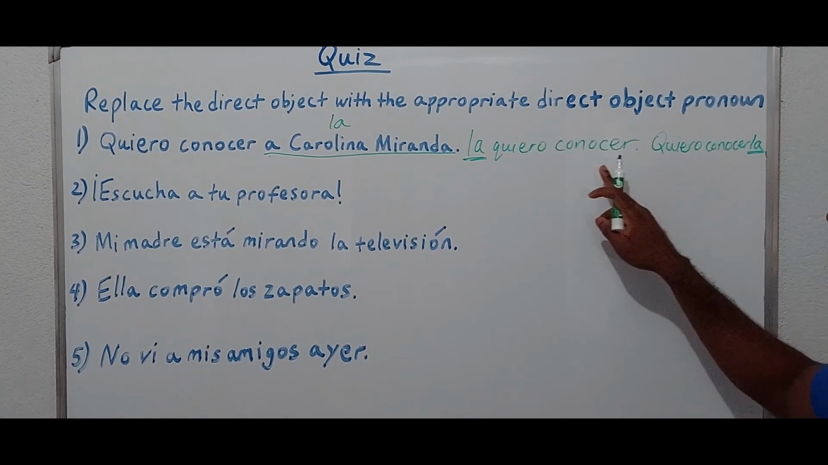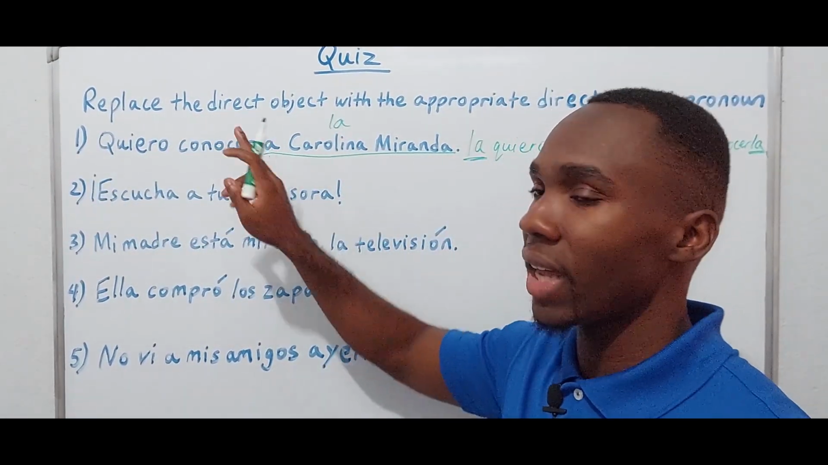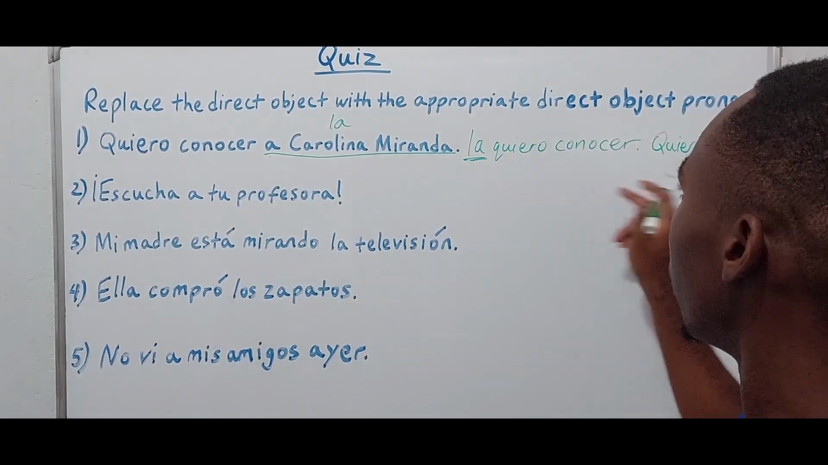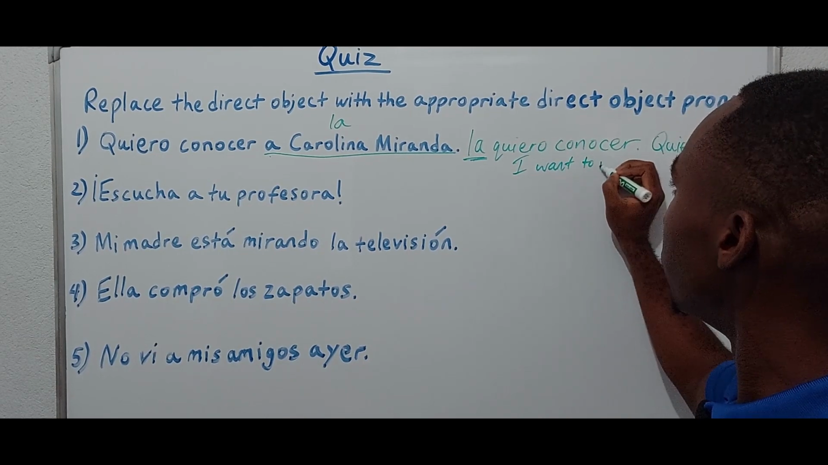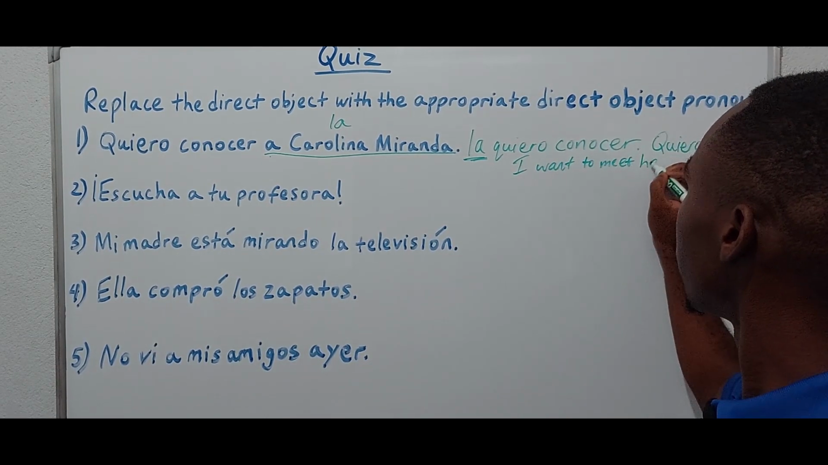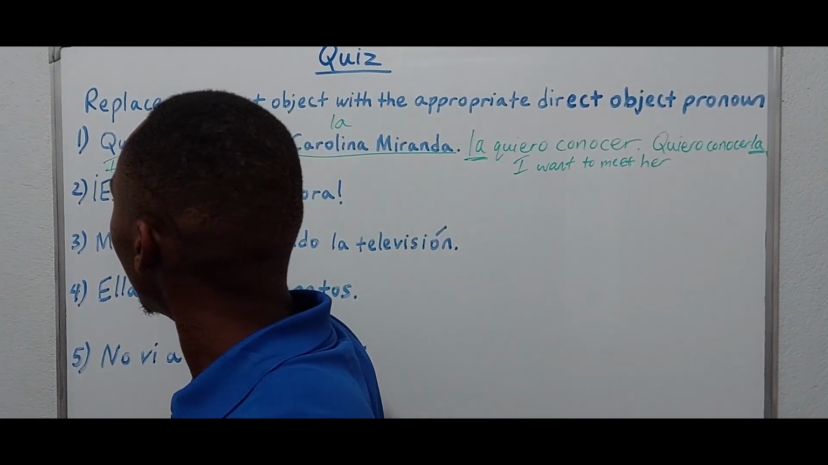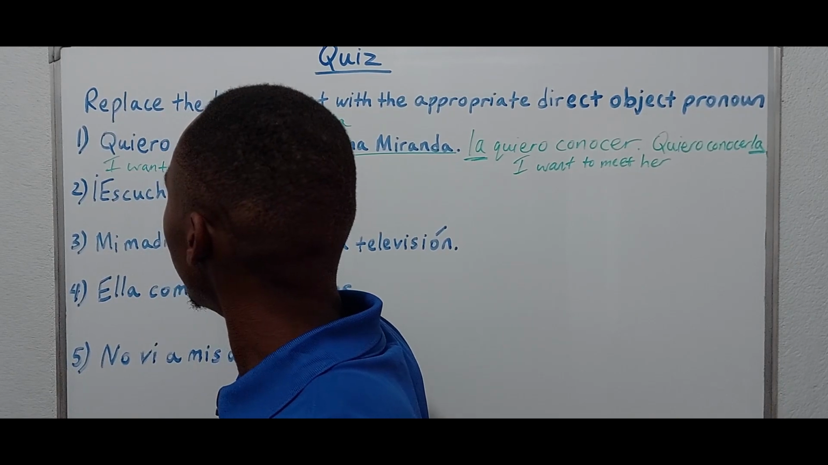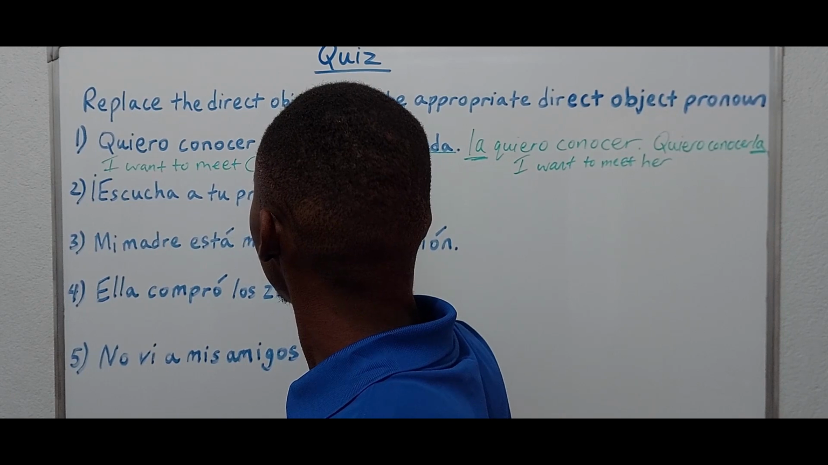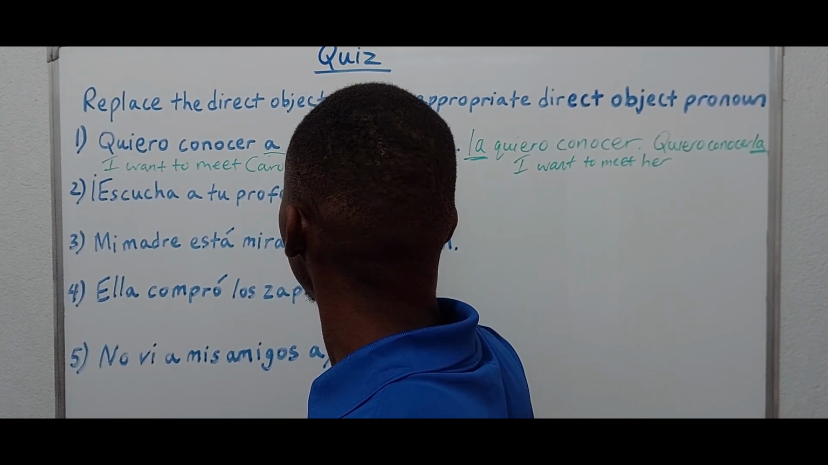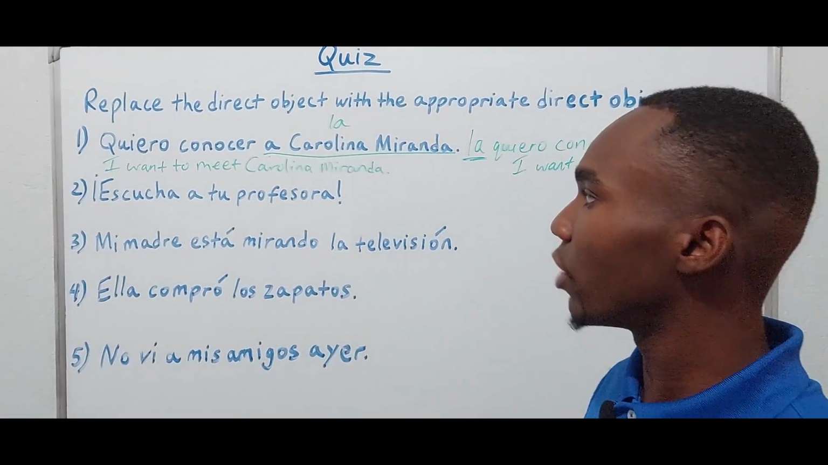Remember, when you have an infinitive, you can put the direct object pronoun either before the conjugated verb or attached to the infinitive, right? So this would mean I want to meet her. So these are both correct, right? So I want to meet Carolina Miranda. All right.